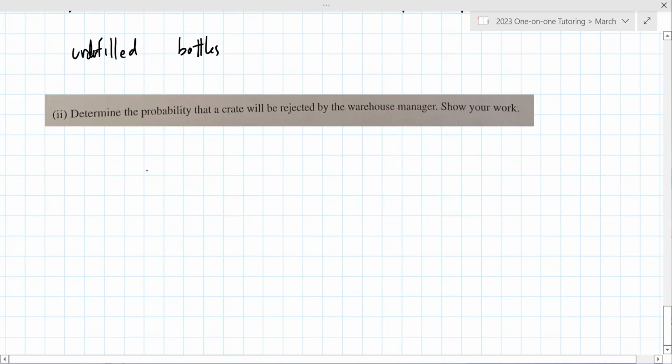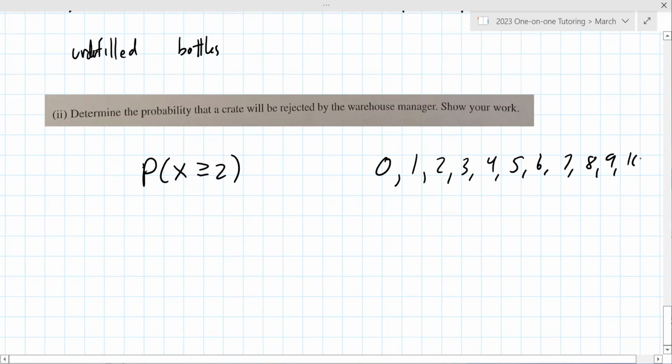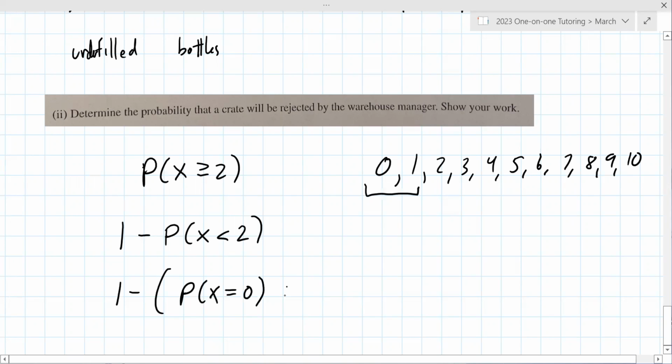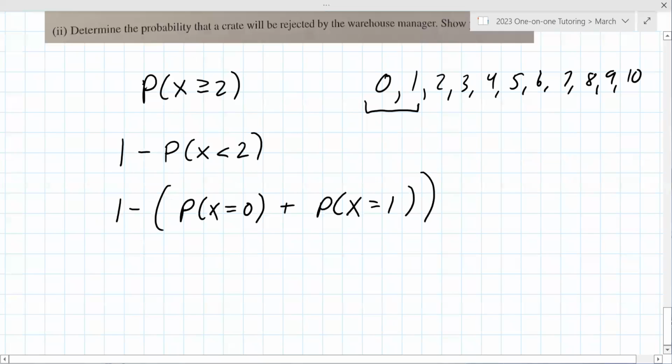So this is where you've got to remember a little bit about binomial distributions. It ranges from 0, 1, 2, 3, 4, 5, 6, 7, 8, 9, and 10. You don't want to do 2, 3, 4, 5, 6, 7, 8, 9, 10. You want to instead do 1 minus the probability that X is less than 2, and that's just 0 and 1. So it's 1 minus the probability that X equals 0 plus the probability that X equals 1. And that's what they mean by show work.